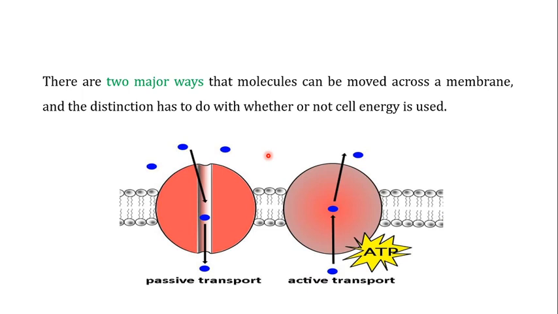Now, when you talk about the transfer of molecules across the cell membrane, there are two major ways that molecules can be moved across a membrane. And the distinction has to do with whether or not cell energy is used. One type of transport is known as passive transport, and as you can see over here, no energy is used for the movement of the molecules across the cell membrane. But when you talk about active transport, as you can see over here, ATP, that means energy, is utilized for the movement of the molecule into or out of the cell.